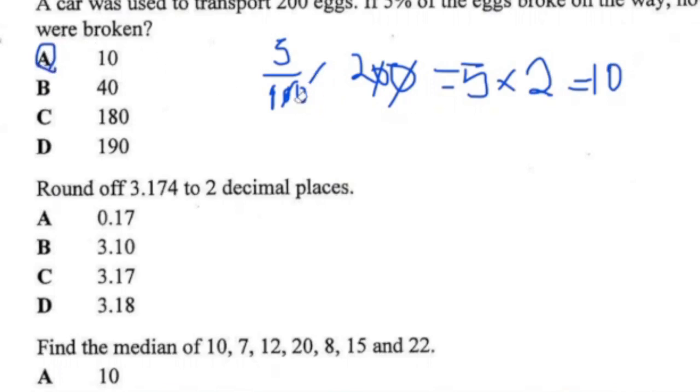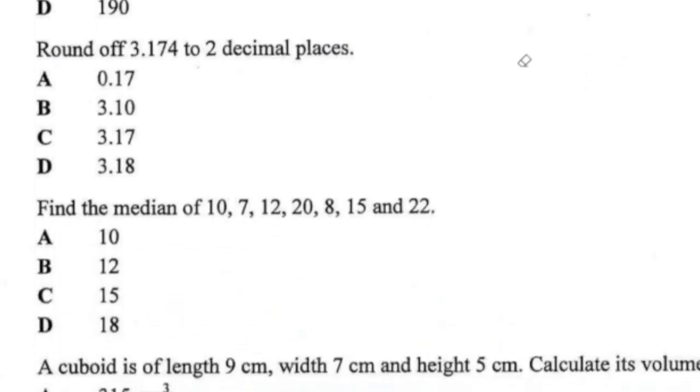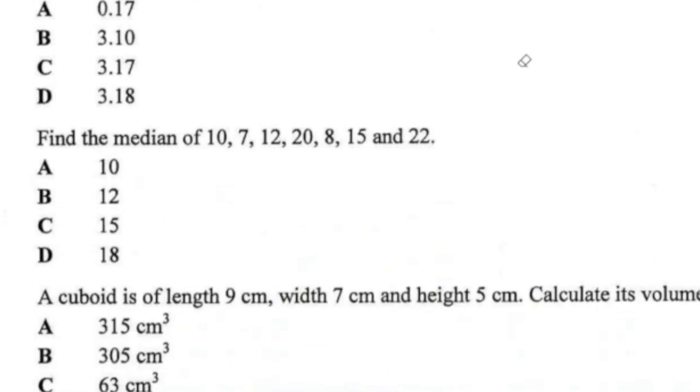Okay, we go to question number 47. Solve for that. Question number 47 is: round off 3.174 to 2 decimal places. So you just want to remain with 2 decimal places. But when you look at this number, 3.174, it has got 3 decimal places, which is 1, 2, 3. That means we need to get rid of this, and this will get affected.